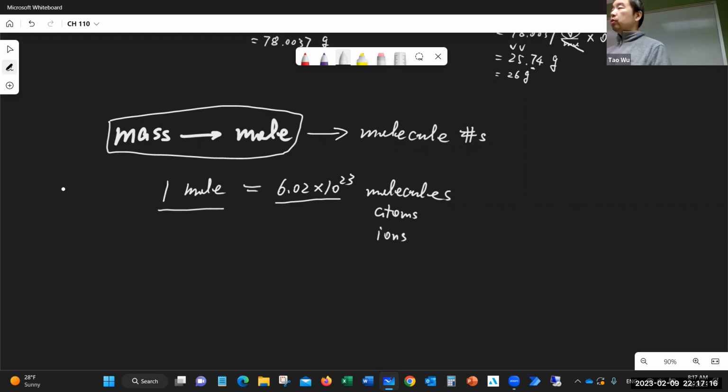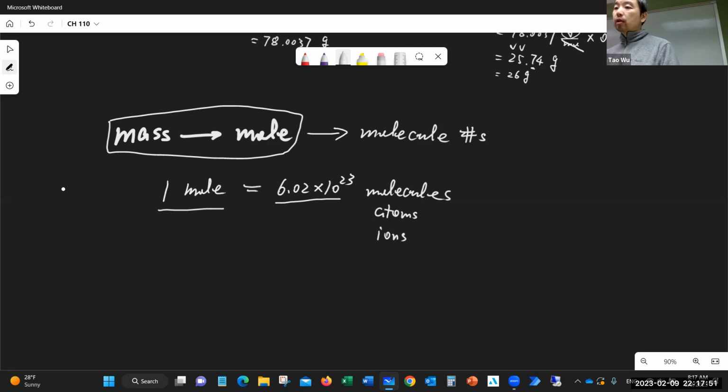So how about 2 moles? If some substance has 2 moles, then that's just 2 times that many. 3 moles is triple that many, and 1.5 moles is 1.5 times that number. So the mole could be a fraction. It doesn't have to be a whole number, because the mole is a really big number. Even a fraction of a mole is still a whole number of single molecules.